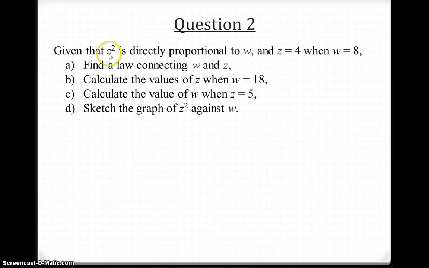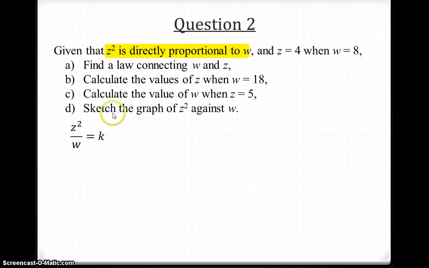Given that z squared is directly proportional to w, and z is equal to 4 when w is equal to 8. Be careful, it is not z, it's z squared. Find a law connecting w and z. When the question talks about a law, it is asking for the equation. So do not need to panic. Okay, a law is an equation.